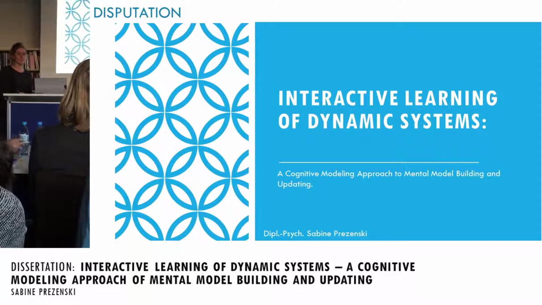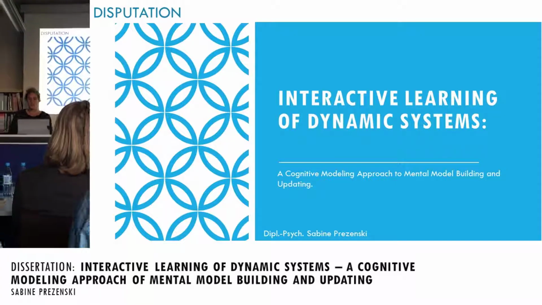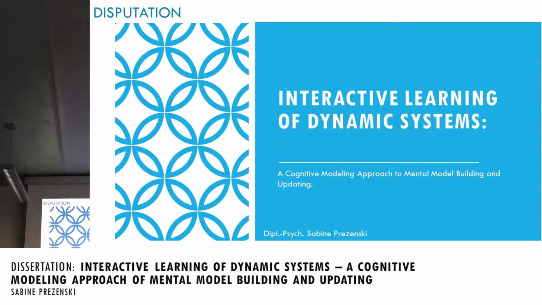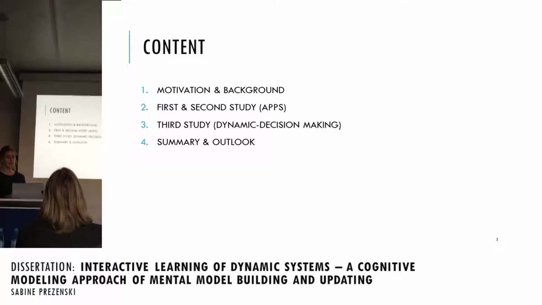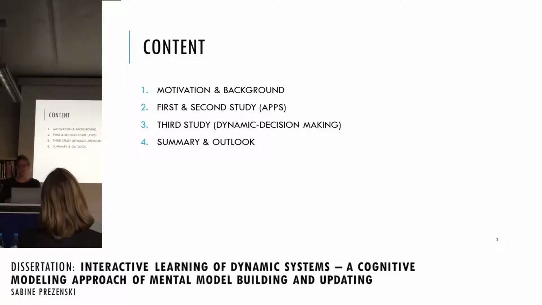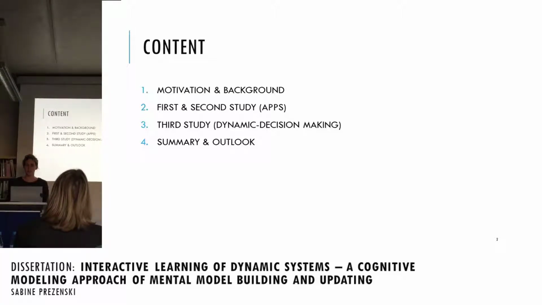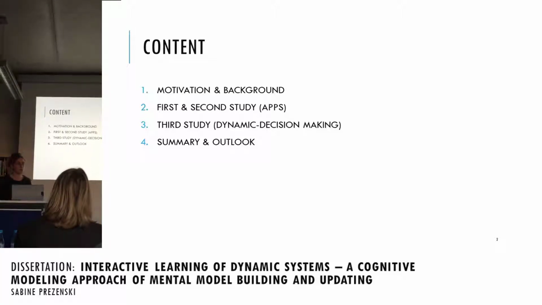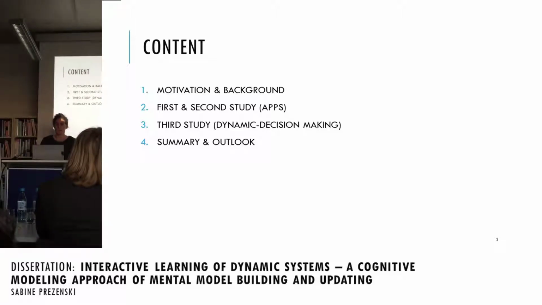My dissertation is called Interactive Learning of Dynamic Systems: a Cognitive Modeling Approach to Mental Model Building and Updating. First I want to give you an overview of today's talk. I'm going to talk about the motivation and the background, then introduce the first and the second studies, which I conducted using smartphone apps, and then the third study, which is a dynamic decision-making study, and then give a summary.